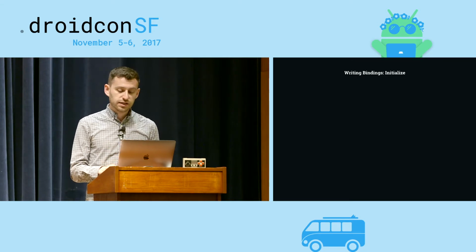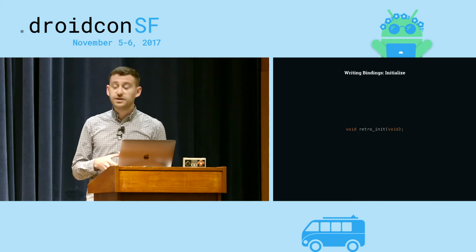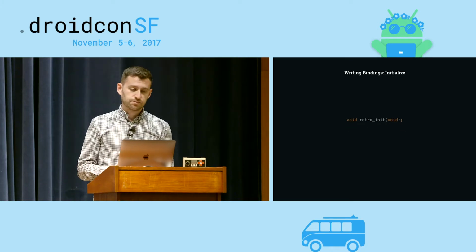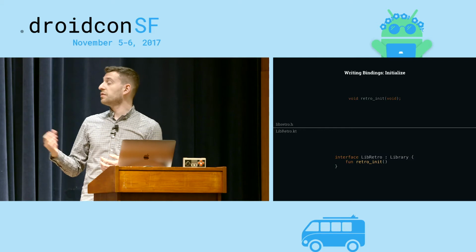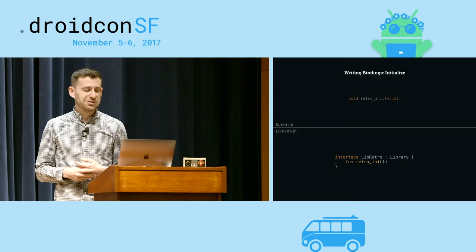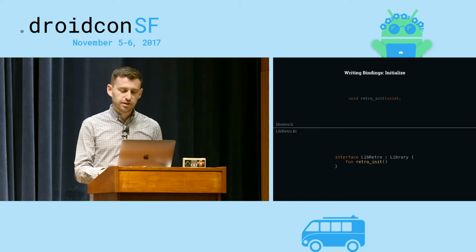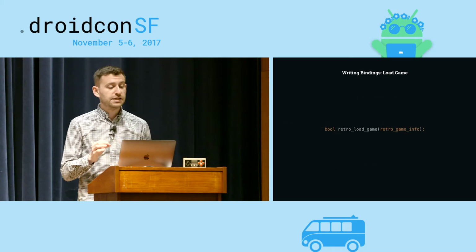The first function is called retroinit. This is very simple with no inputs and no outputs. And this is what the JNA wrapper looks like. It's even simpler than the example from before. Next, we have something slightly more complicated.